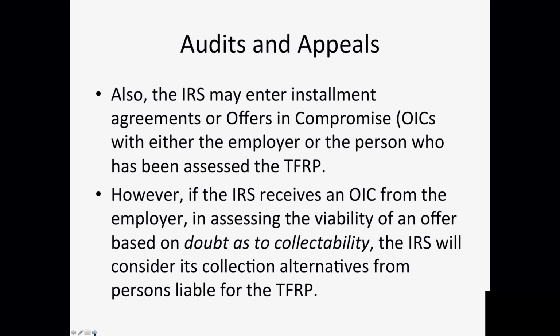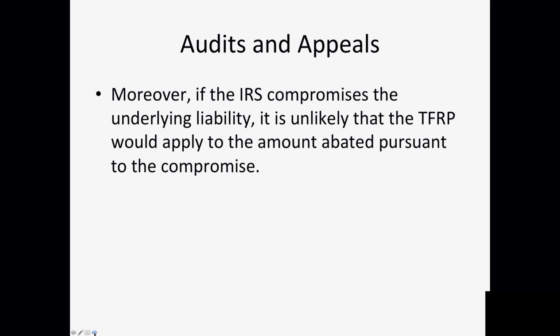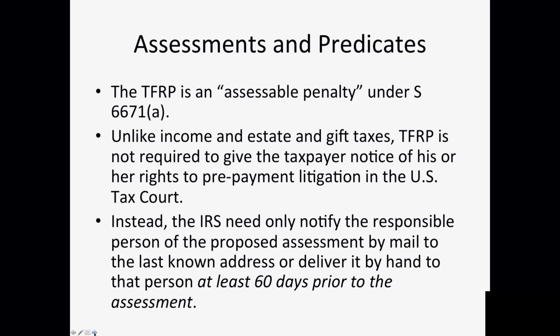However, if the IRS receives an offer in compromise from the employer, in assessing the viability of an offer based on doubt as to collectability, the IRS will consider its collection alternatives from persons liable for the penalty. Moreover, if the IRS compromises the underlying liability, it's unlikely that the penalty would apply to the amount abated pursuant to the compromise. So, as you can see, there's a lot of nuances here.